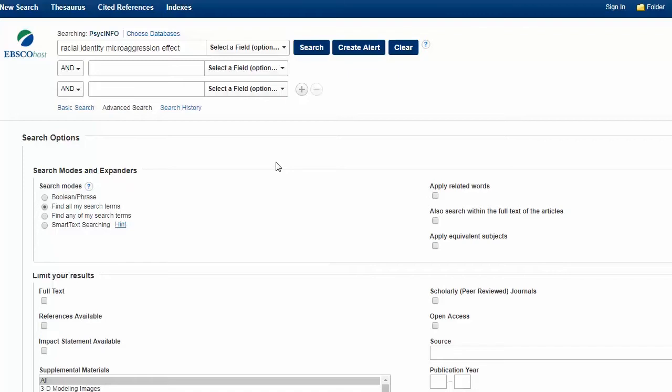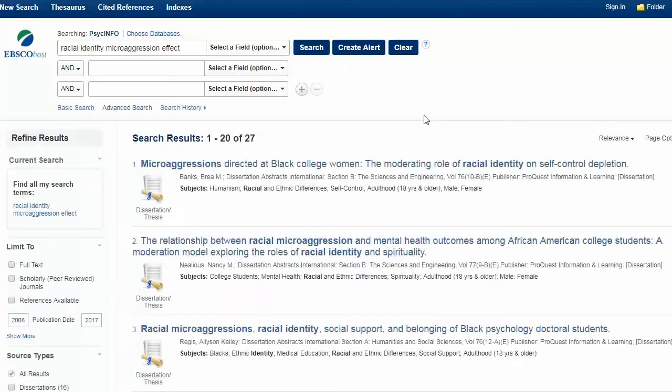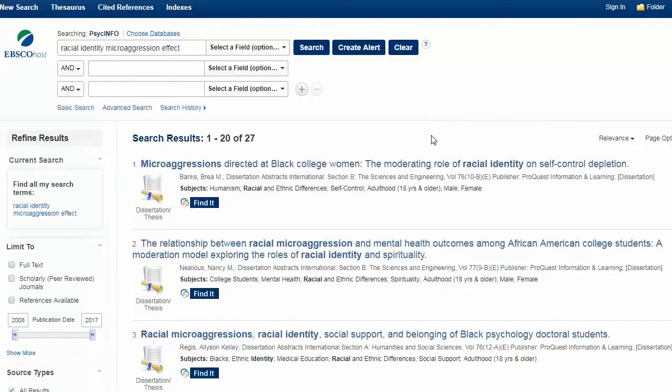So I'm just going to give you an example of how it works, as a baseline point of understanding, and it'll also give me an opportunity to explain how all of these little extra search boxes work. So I have a search here for racial identity, microaggression, and effect. Just trying to get at the effects of microaggressions on racial identity, or racial identity is a moderating role in that. And if I run that search in PsycInfo, I get 27 results.